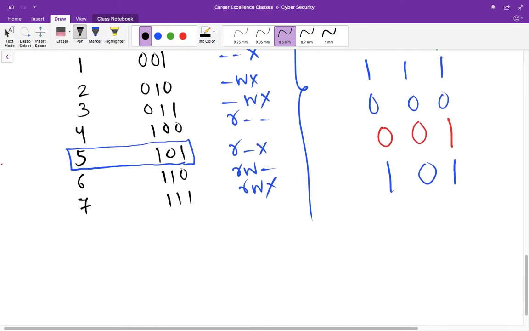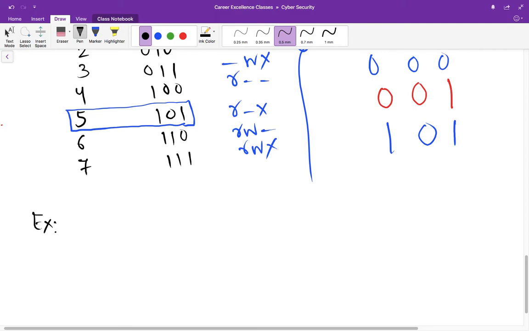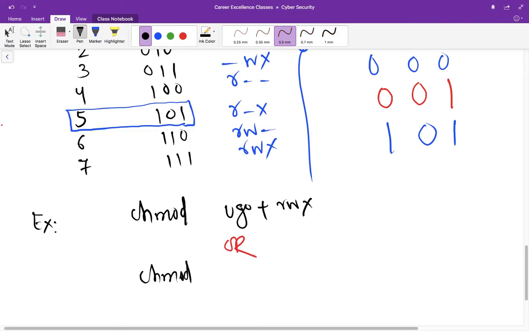So let us see some examples. Example 1. When we write chmod ugo plus rwx, we can also write chmod for ugo. That means for u you are giving all the rights, for g you are giving all the rights, and for o you are giving all the rights. That means 7 for u, 7 for g, and 7 for o, and then the file name at the end. So this is how it works.